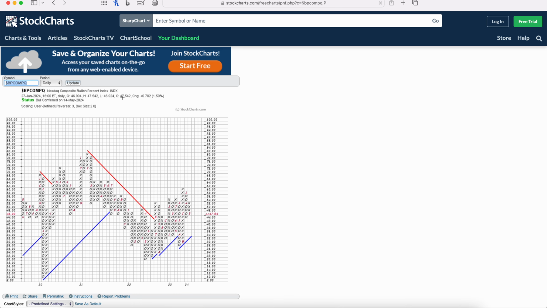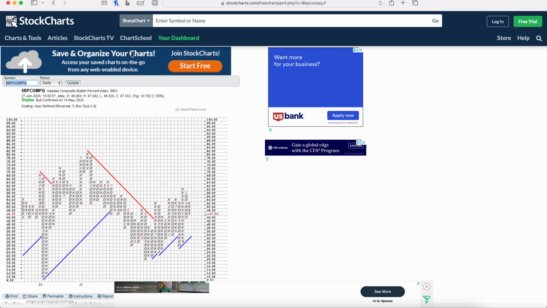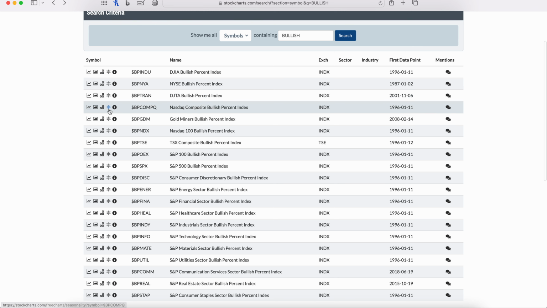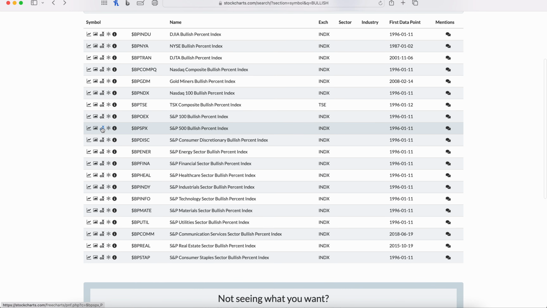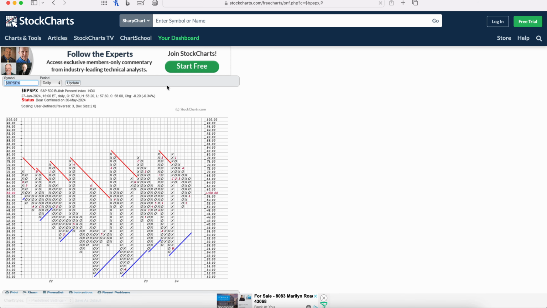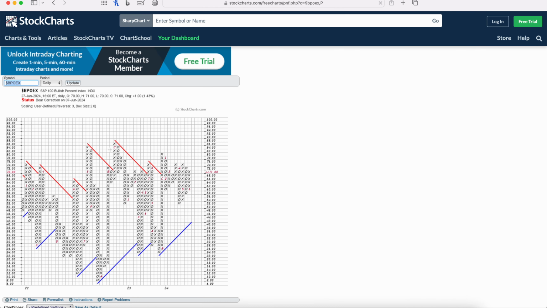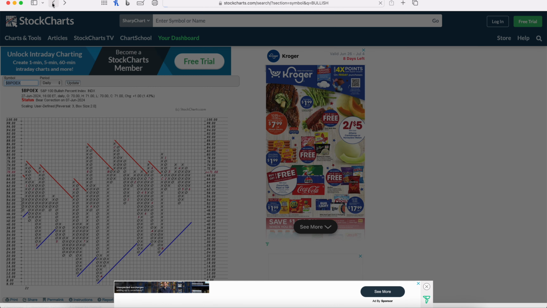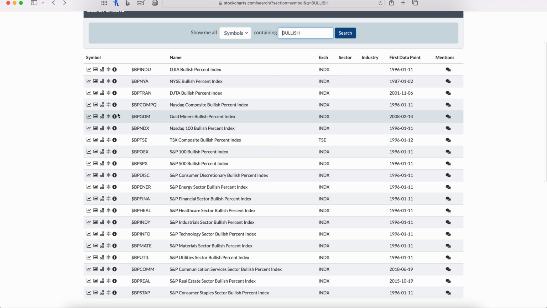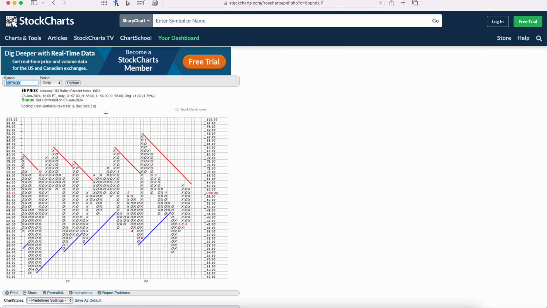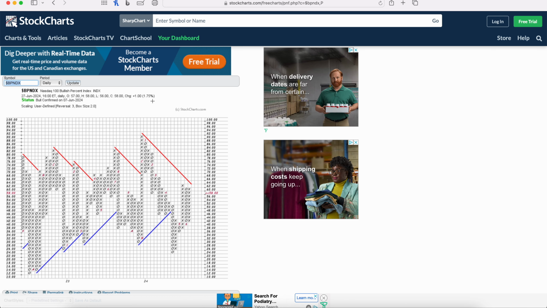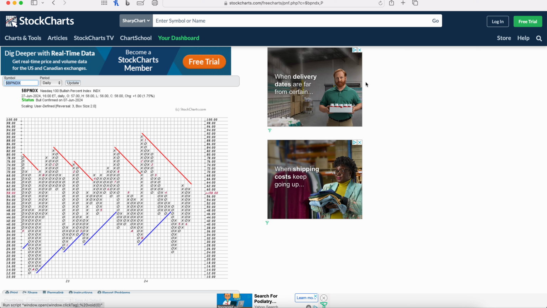The Nasdaq up 1.5% for the day. The S&P 500 down 0.34% for the day. The S&P 100 up 1.43% for the day, and the Nasdaq 100 up 1.75% for the day.